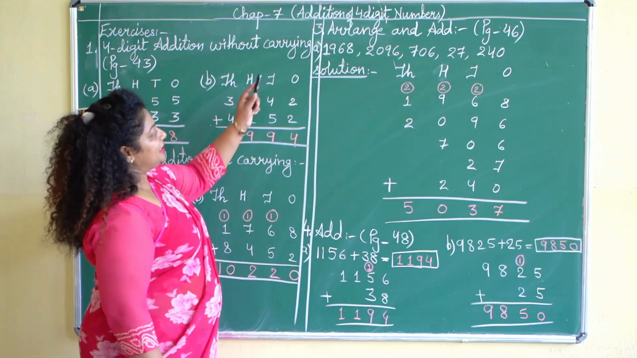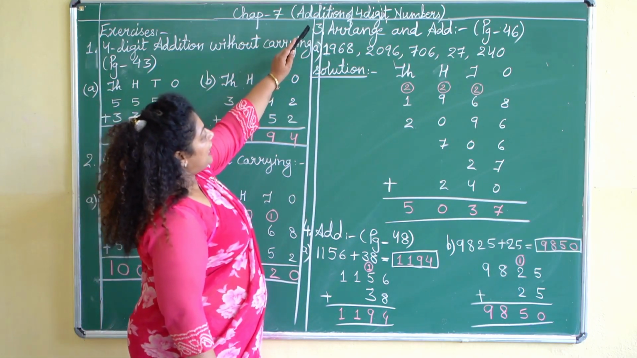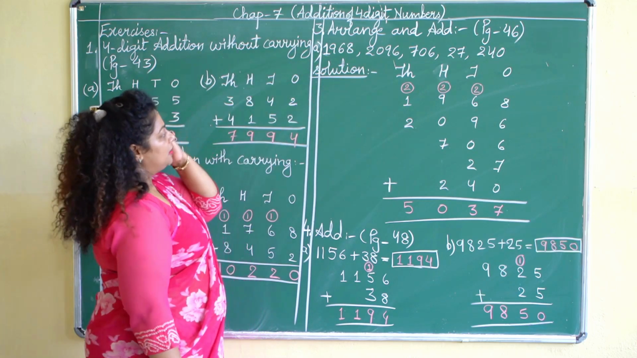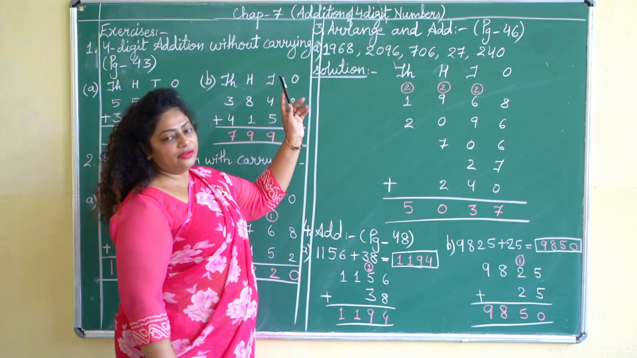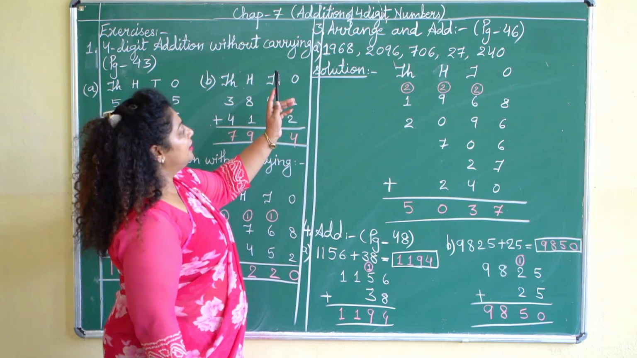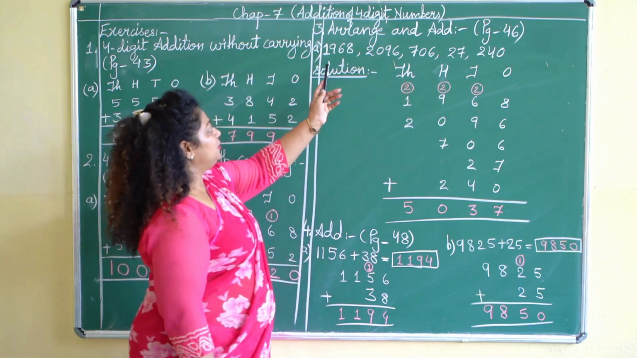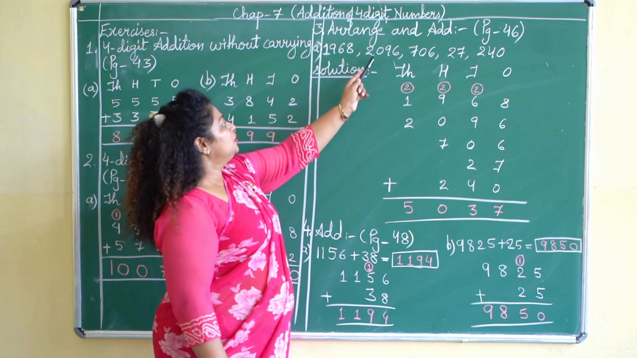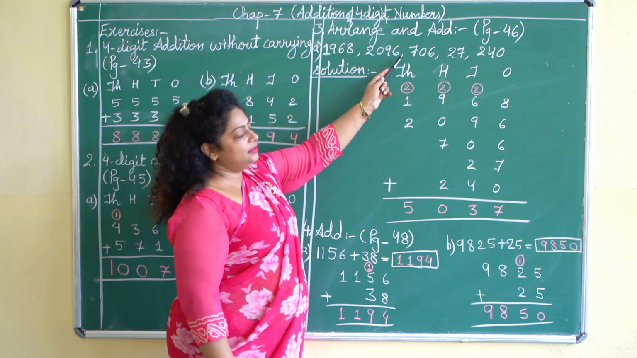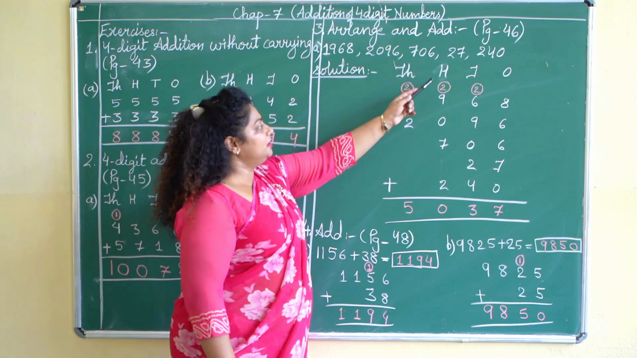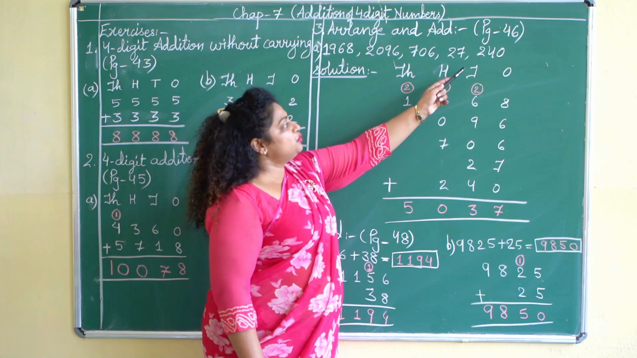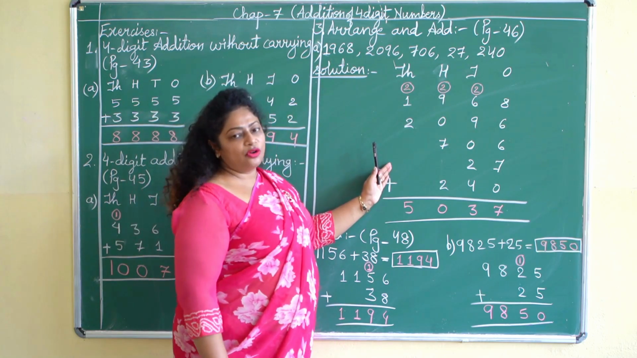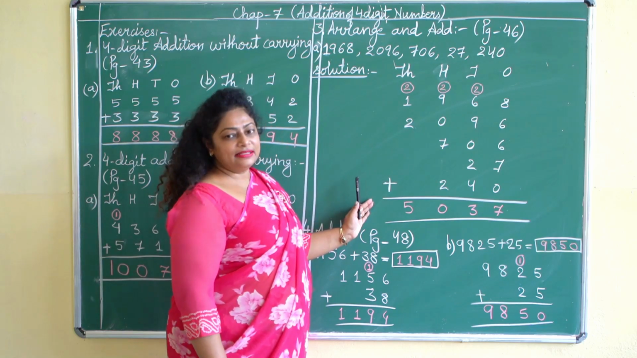Let's proceed to the next exercise, that is arrange and add. It is given on page number 46. Children, for these you are given some numbers which are given like this only in one line. You can see 1,968, 2,096, 706, 27 and 240. Now first of all we have to arrange these numbers column wise, and then we will add these numbers.